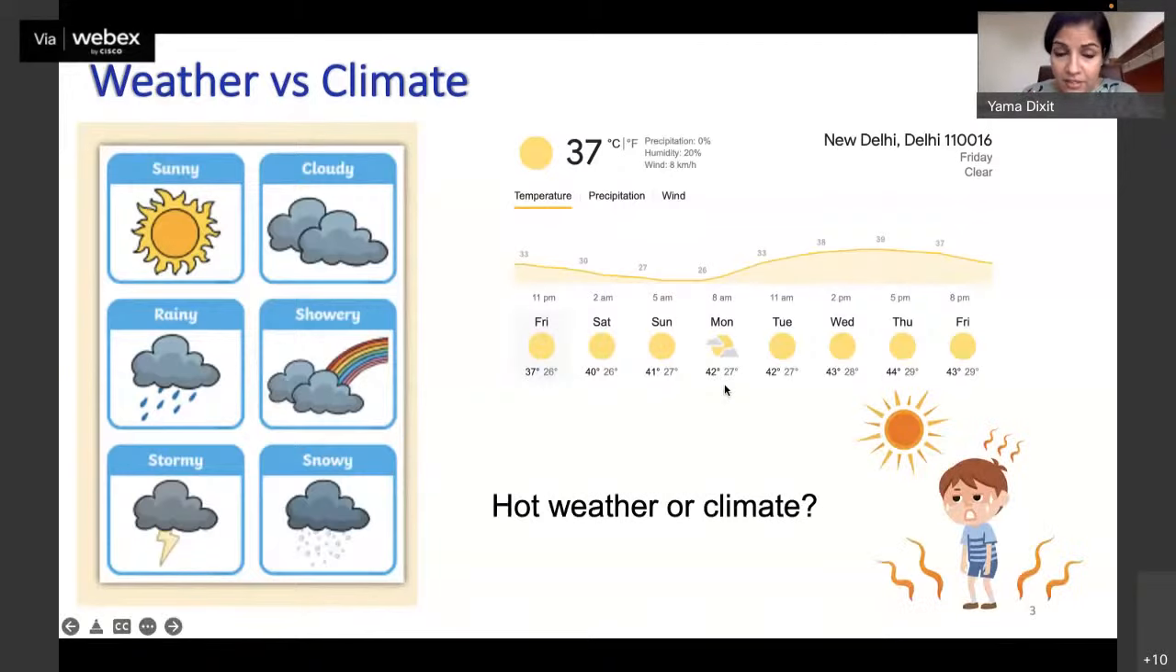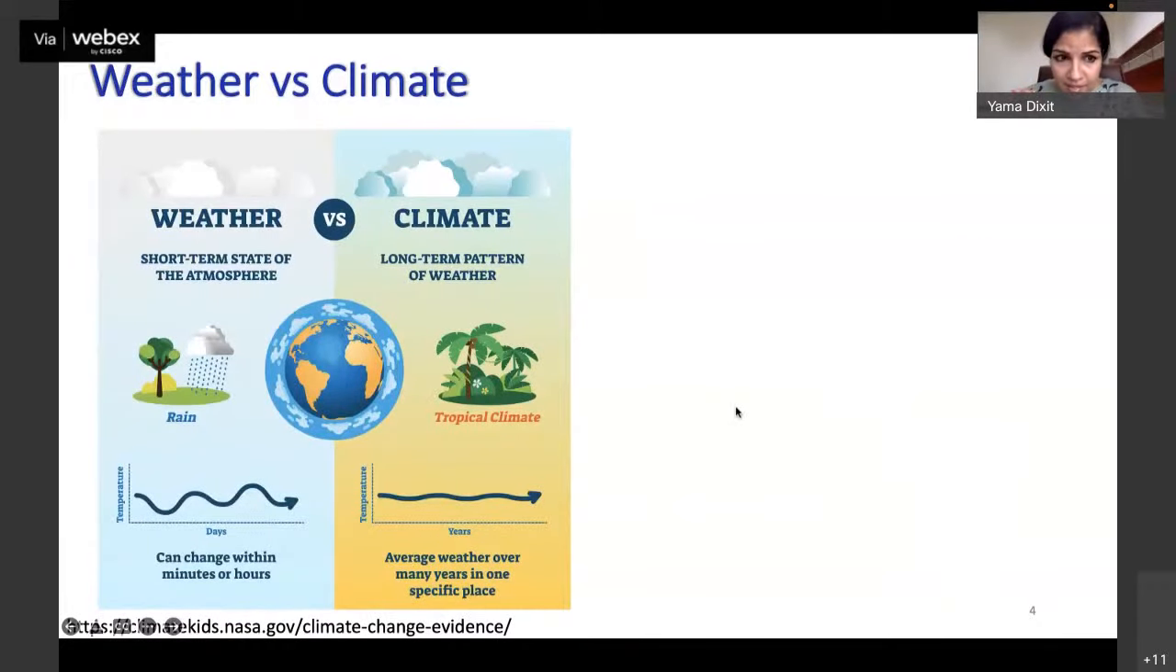And when I say it's really hot, is it hot weather or hot climate? That is something we should understand. Now, when we talk about climate change, we talk about climate. And when we say how is the weather today or tomorrow, or let's say in a week, it's more of a weather. So weather is the short-term state of the atmosphere. Whatever the processes that are playing in, that is weather. So it can change within days. It can change within a day. So in the morning, for example, there was sun, and it could happen that in the afternoon you might get rain. So the weather is changing.